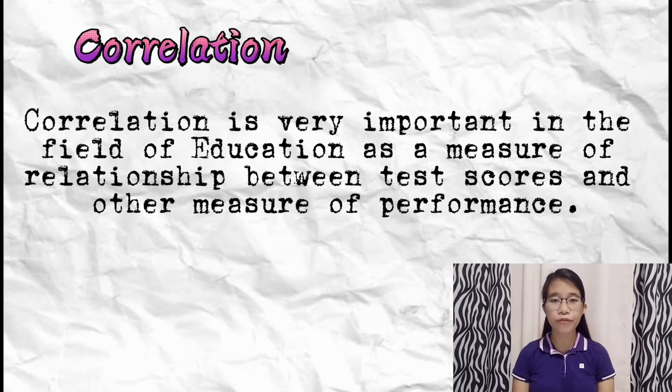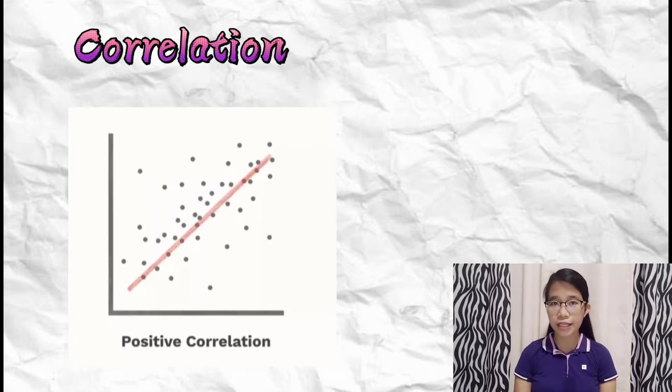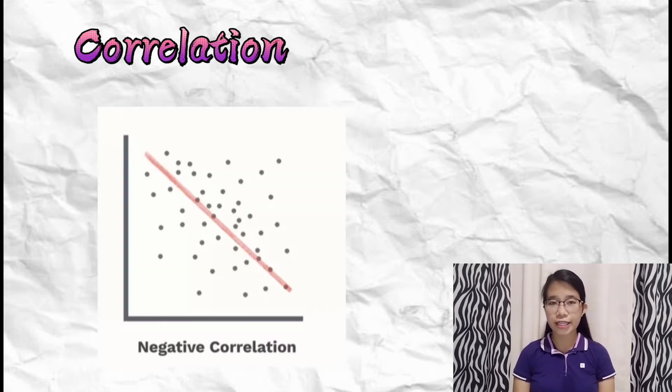Correlation is very important in the field of education as a measure of relationship between test scores and other measures of performance. With the help of correlation, it is possible to have a correct idea of the working capacity of a person. To better understand correlation, it is important to know the various types, whether the relationships are positive, zero, or negative. But in this video, I will only focus on the perfect negative correlation since Ms. Pangilan was assigned to discuss the perfect positive correlation.